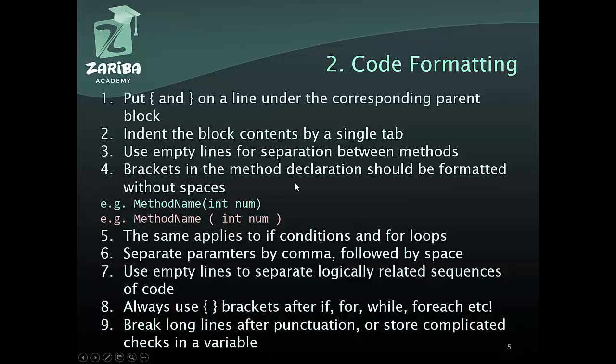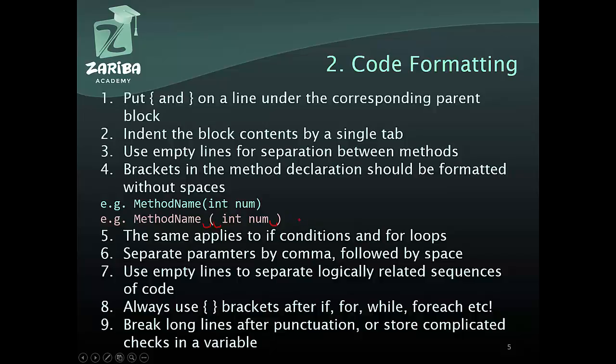Brackets in method declaration should be formatted without spaces. So this is method name, bracket, and then start typing straight in. This is wrong. So the next one where you have a space here, let me draw a bit. Where you have a space here, a space here, a space here in the end, this is all wrong.